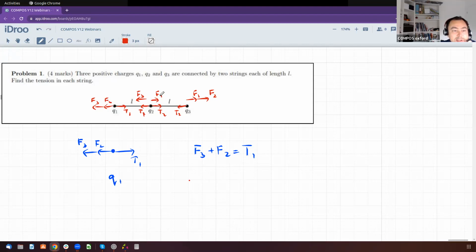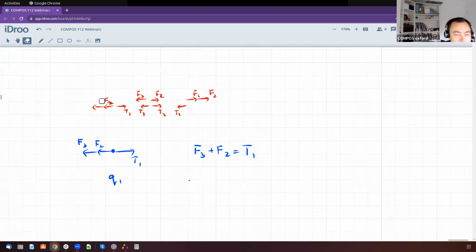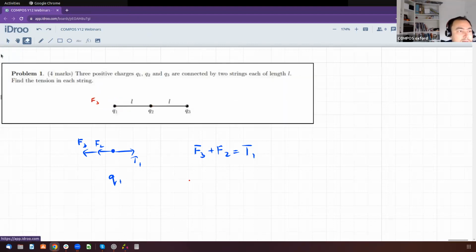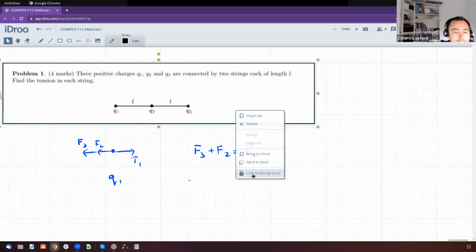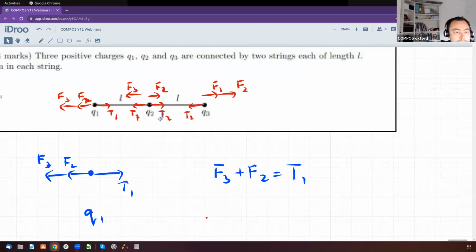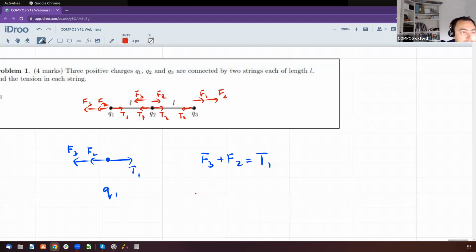sorry, this is not F1, this is F2. This is the same force as this one. And this F3 is not the same. Oh, it's embarrassing. Let's relabel them.